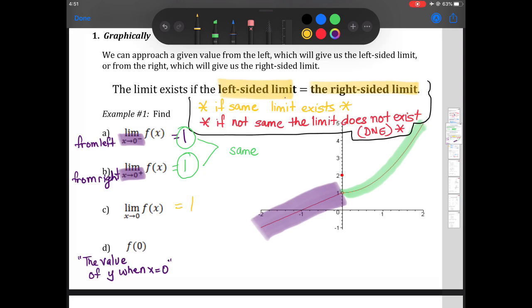Now, part D is very different from A, B, and C. This is what you did in the past. If I was to ask you f of 0, which means the value of y when x equals 0, what's the y value when x is equal to 0? If I look at this, this is an empty circle, right? This is a filled one, so f of 0 is 2, not approaching.